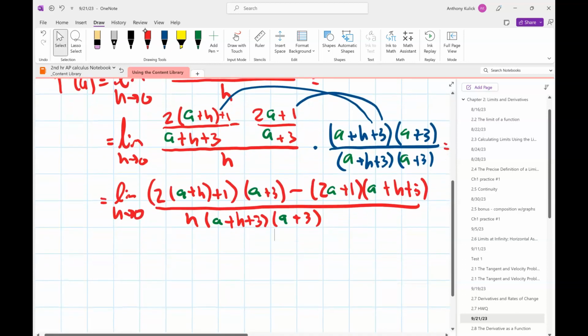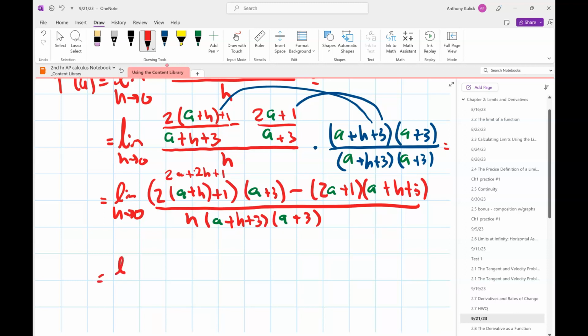We'll use a's. Okay. So up here, this is 2a plus 2h plus 1. So now we've got a lot of really crappy foiling to do here. So 2a times a is 2a squared. 2a times 3 is 6a. 2h times a is 2ah. 2h times 3 is 6h. And then 1 times a is a, and then 1 times 3 is 3.